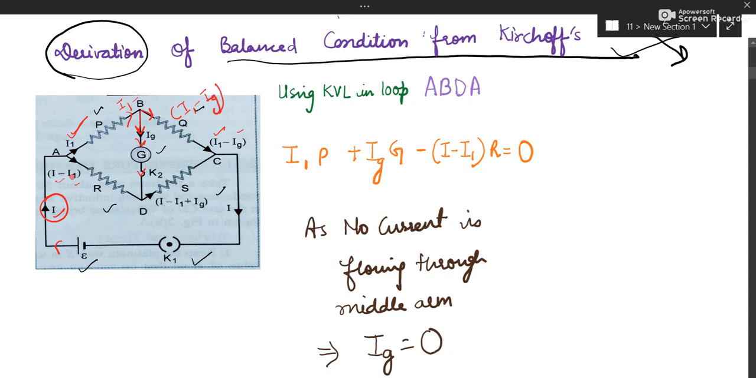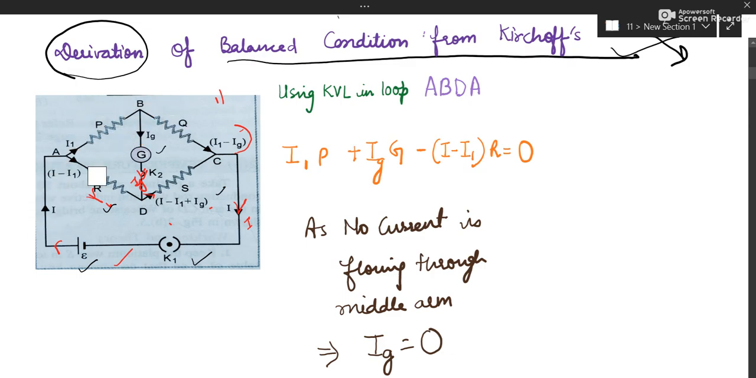Now through the lower arm, how much current was going? It was I minus I1. So I minus I1 and Ig will meet together, and they will enter this arm as I minus I1 plus Ig. Now this current and this current will meet together, and again it will be I back to the cell. So this is how we'll have to label the different currents in different arms.